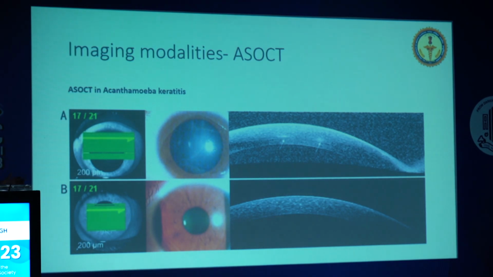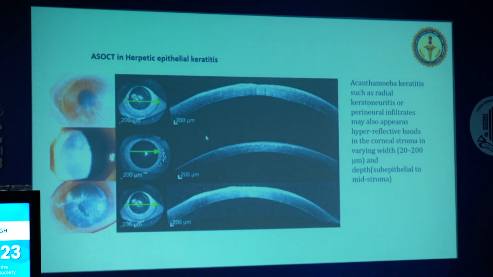Whereas in a case of HSV keratitis, early stage of HSV keratitis, like herpetic epithelial disease, depending upon the severity, the hyperreflectivity can start from the subepithelial level to mid-stromal, or at times can be full thickness also.